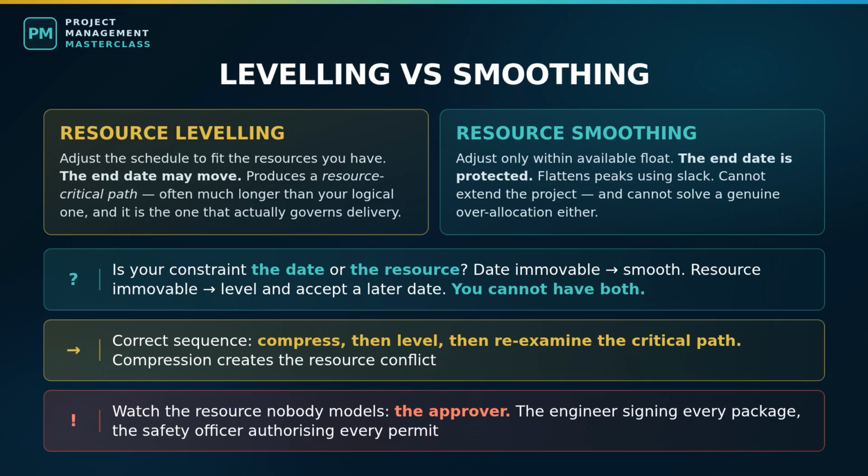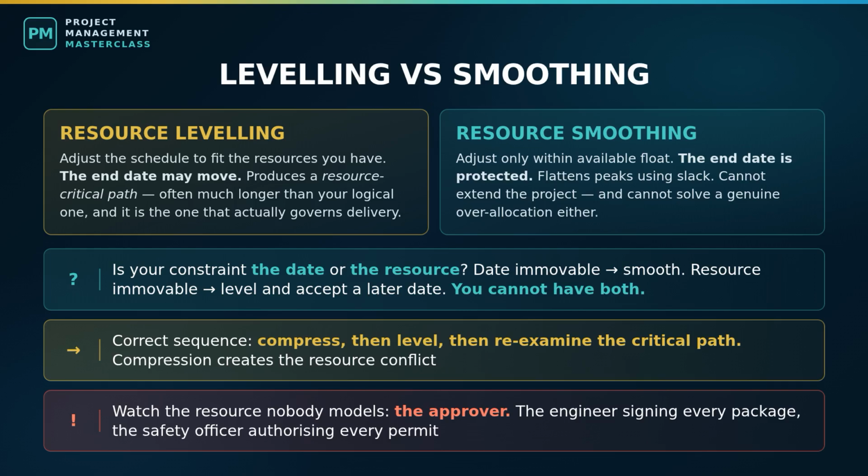So the choice is simple to state. Is your constraint the date or the resource? If the date is immovable, you smooth, and if smoothing is not enough, you must add resource or cut scope. If the resource is immovable, you level, and you accept a later date. What you cannot do is have both, and a great deal of project pain comes from senior people wanting both and a project manager who has not made the trade-off explicit.